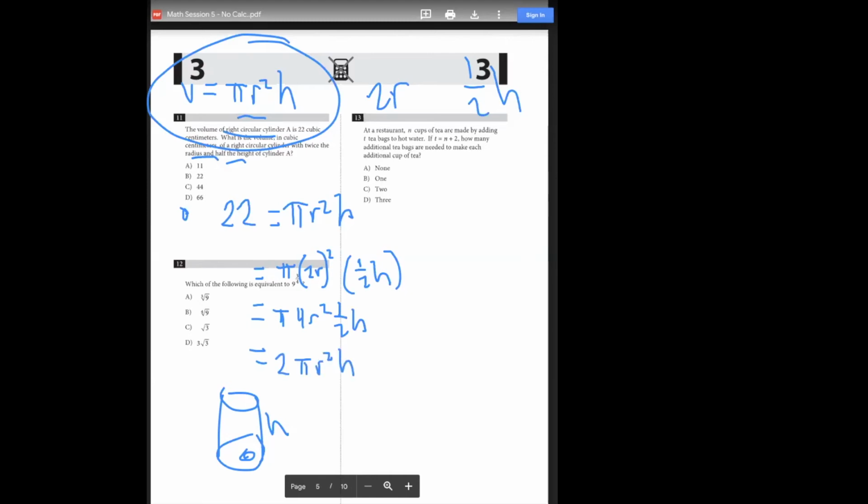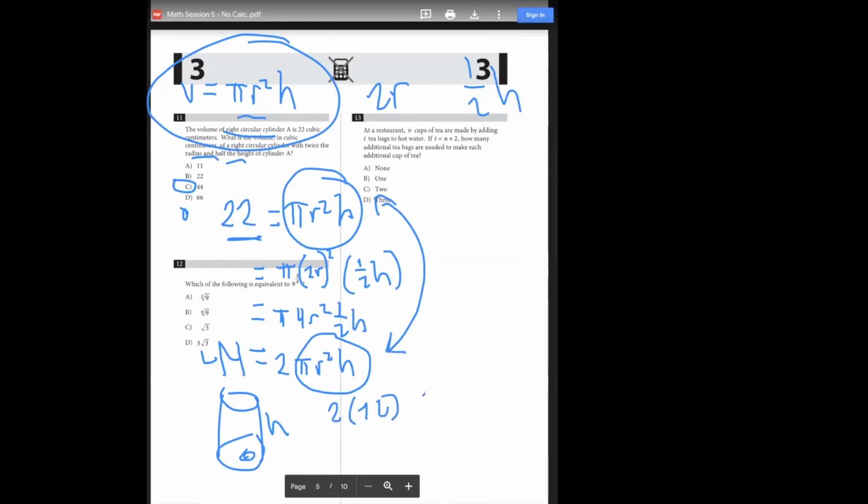So this is essentially just 2 times pi r squared h. Well, we know that pi r squared h is 22. So 2 times that would be 44. And that's how you do it. Again, that's the easiest way I saw for someone to do it. You just have to know that the volume is equal to pi r squared h, and the minute you see something with similar terms to what you do know, you can literally just plug it in. And since we know that already, it's just 2 times 22, which is equal to 44.